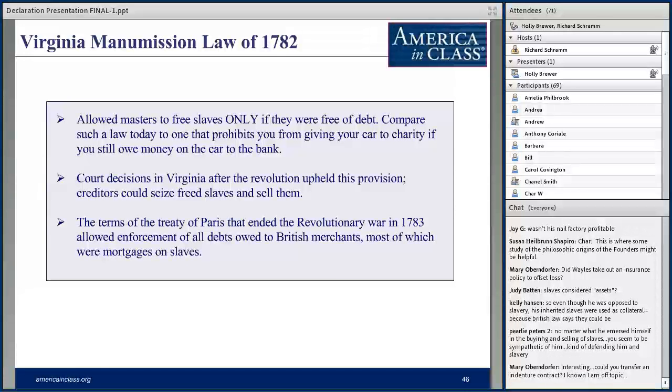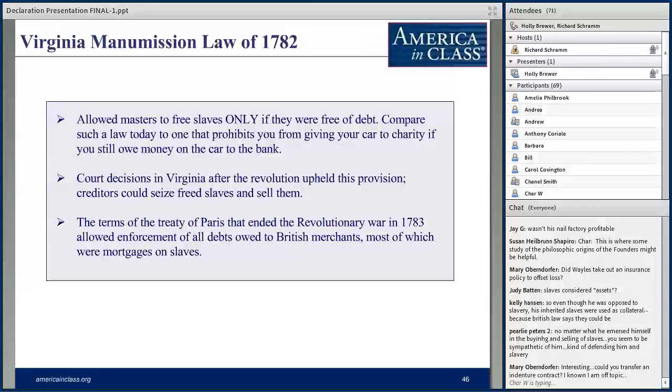And court decisions in Virginia after the Revolution upheld this provision. Creditors could seize free slaves and sell them. So if you tried to free a slave and you owed debt, your creditor could seize the slave and resell them. This is really important to understand how the law worked.